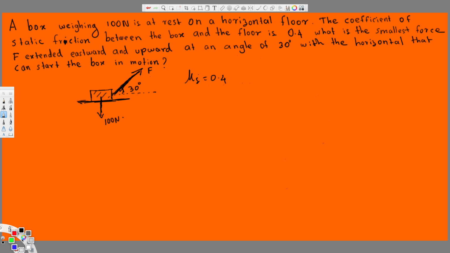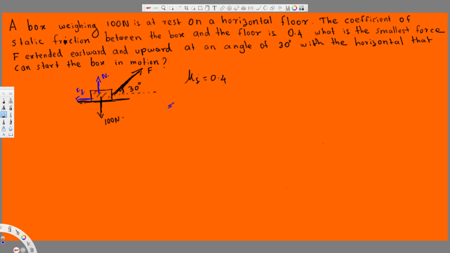And let's choose a different color. So 100 Newton, and we are going to have a normal force in the upper direction. This is the normal force, and if you pull this object this side, we are going to have a friction in the other side. So this is going to be, let's say, Ff, and therefore now we have to find the F. So we can create two sets of equations.